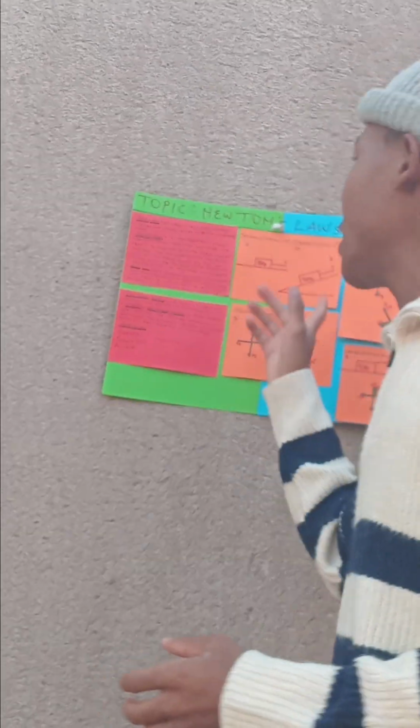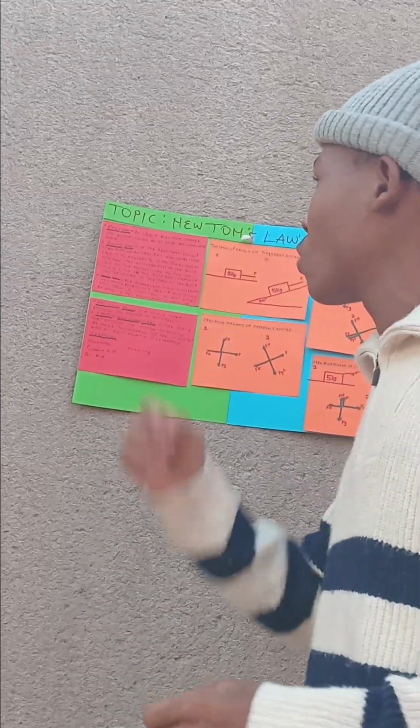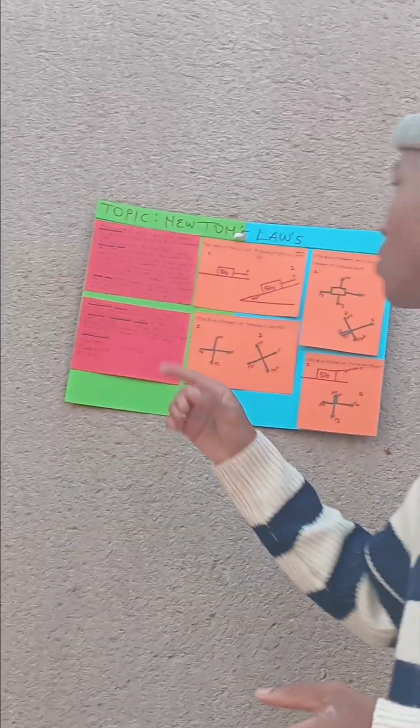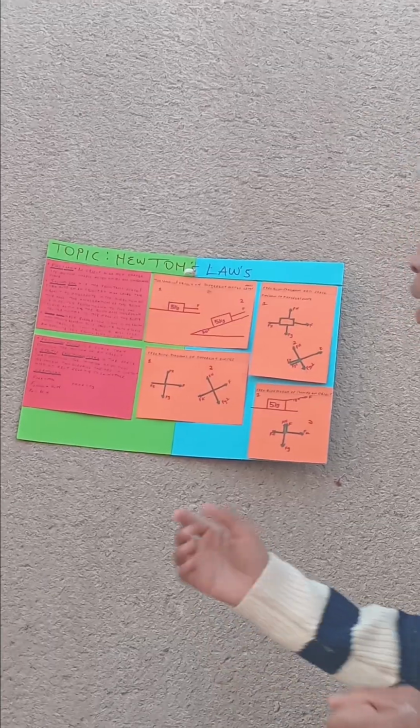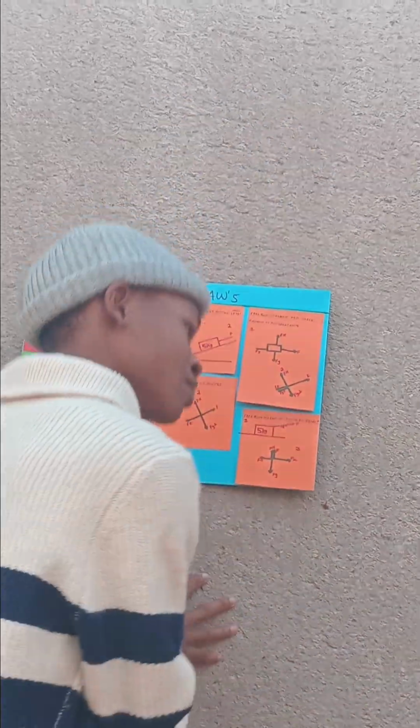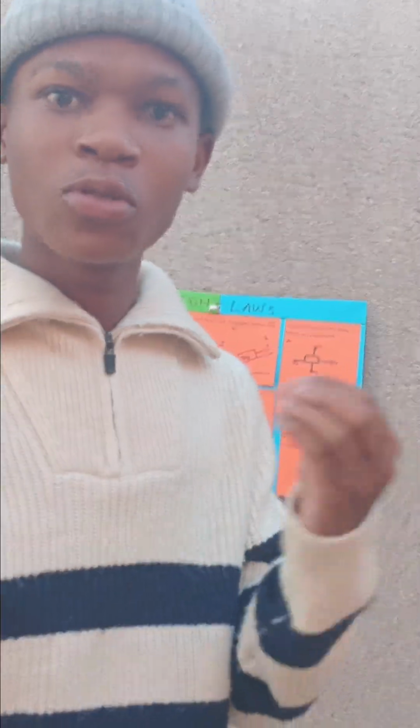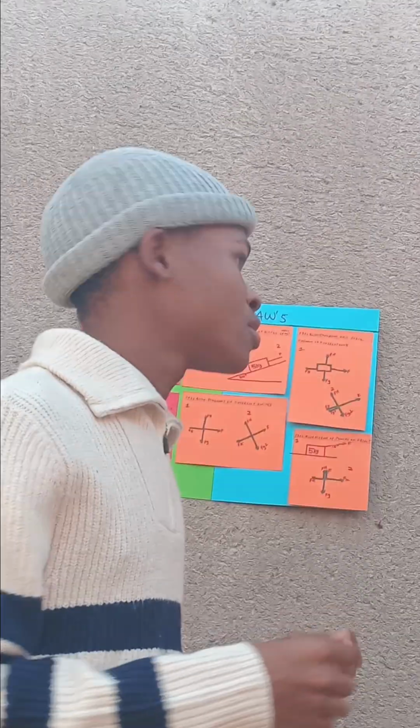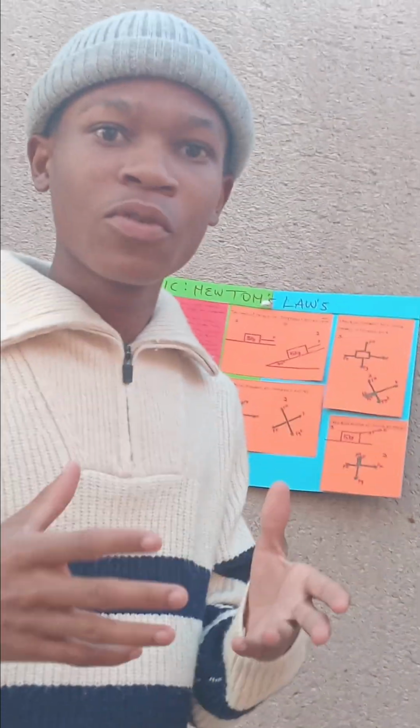Third law: for every action, there is an equal and opposite reaction. If object A exerts a force on object B, then object B will exert an equal and opposite force on object A. So when I'm pushing this wall, the wall also pushes back with the same force I applied. It simply means that when I exert some force on something, that object will exert the same force on me, but in the opposite direction.